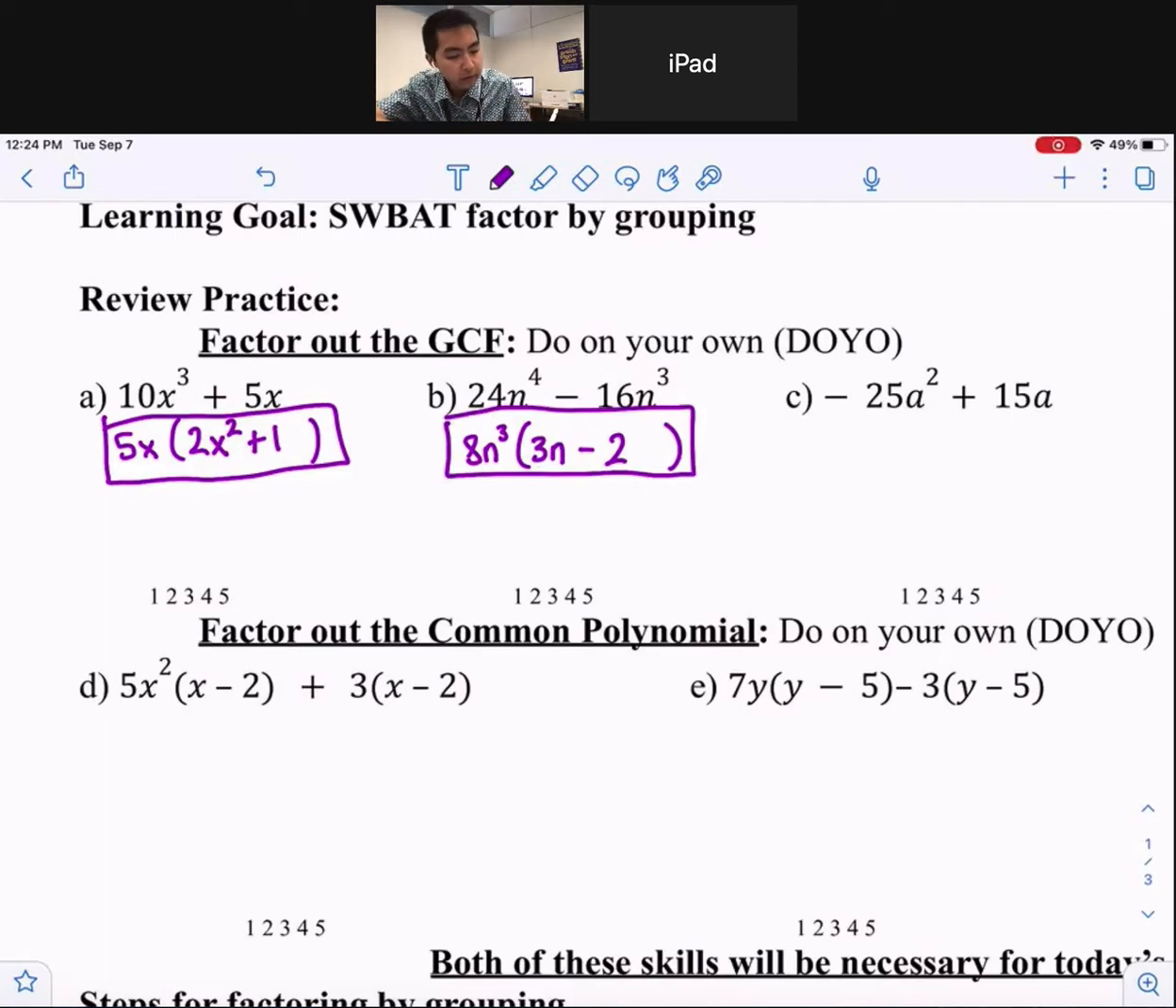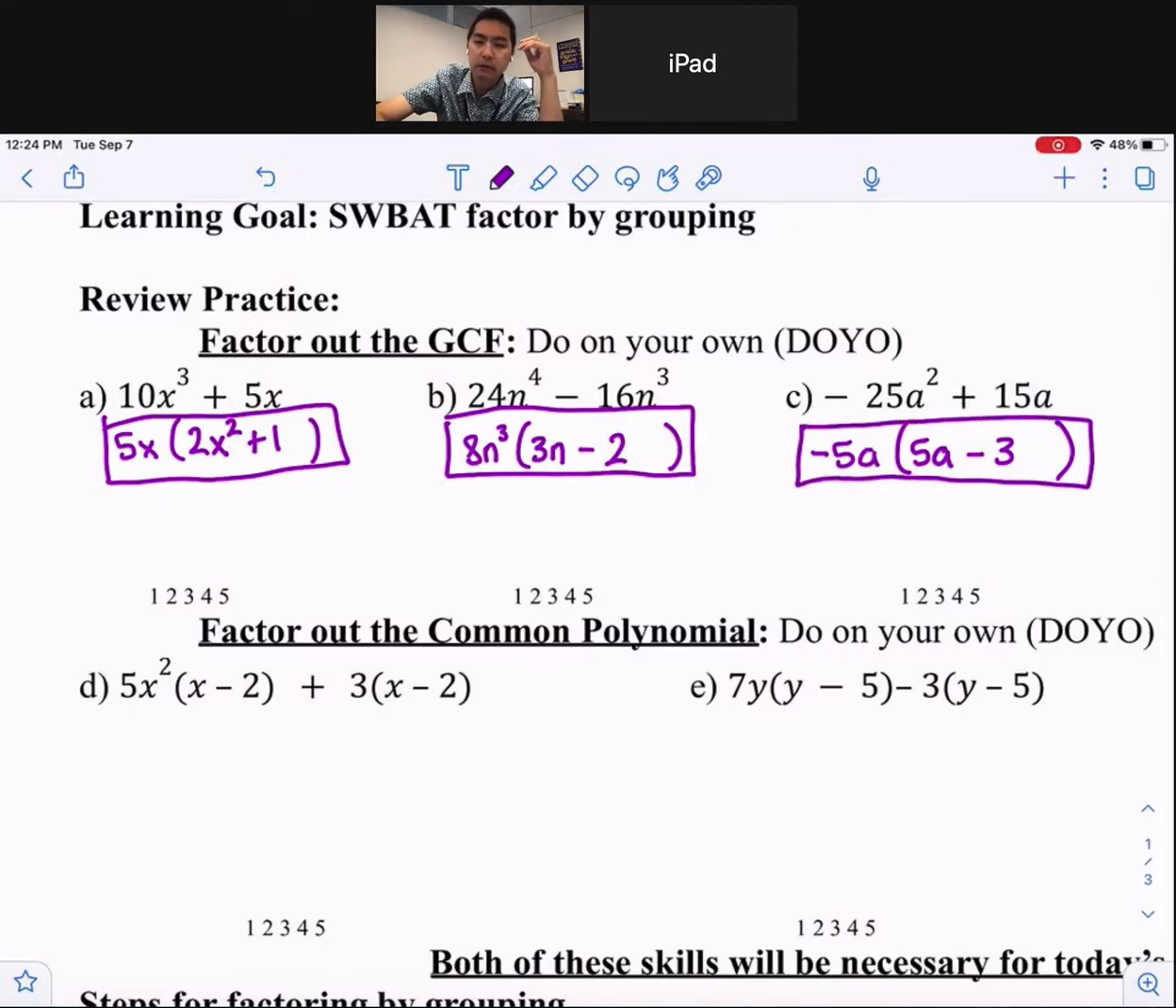Part C, there's a negative in the front, so you have to factor out a negative. Between 25 and 15, you can factor out a 5. And they both have one a variable, so you can factor out an a. Again, this is a reminder of what you're going to factor out from both. Negative 25 divided by negative 5 is positive 5. You took away an a from here, so it's just a to the first power. 15 divided by negative 5 is negative 3. And you factored out an a, so it's just minus 3. So that's what you should have gotten for your GCFs.